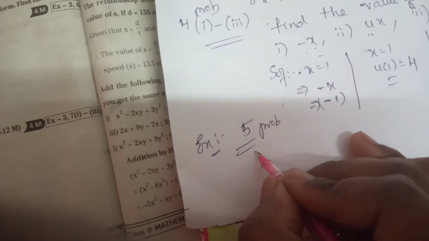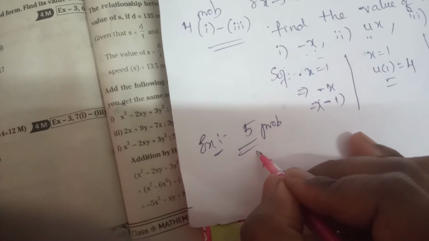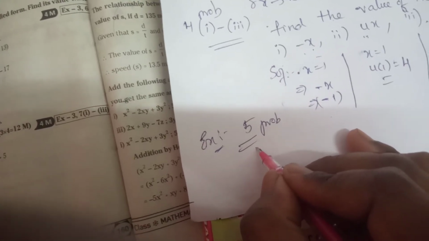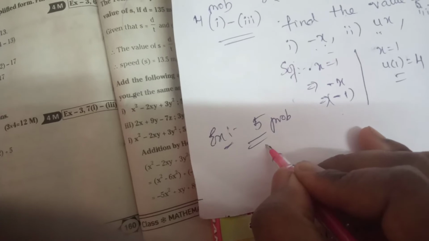Simplify and find the value of 4x plus x minus 2x square plus x minus 1 when x equals minus 1. Here, what is the expression given?